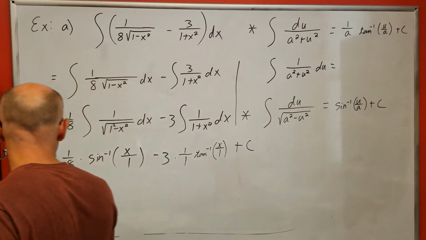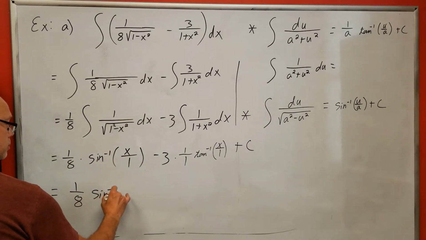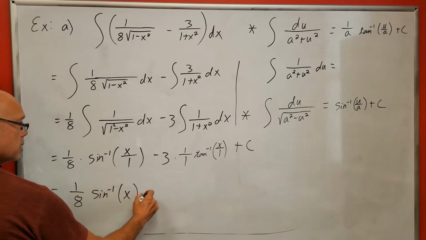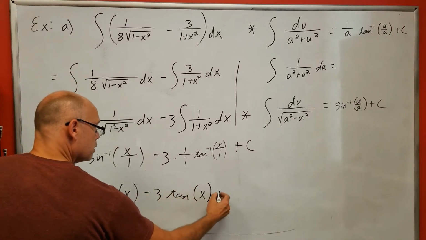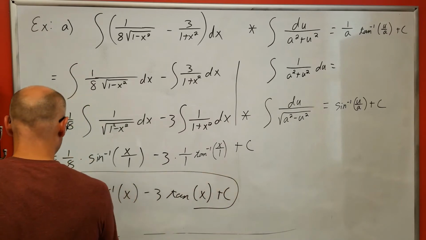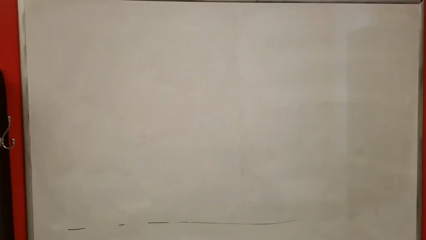Now let me clean this up. So that's 1/8 inverse sine. X over 1 is just x, minus 3 inverse tangent of x, plus c. Not too bad.